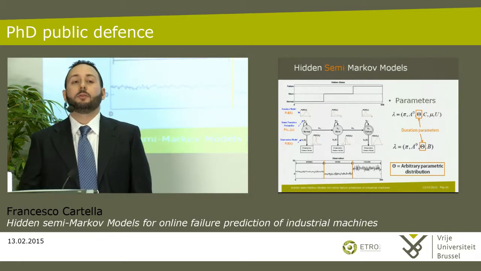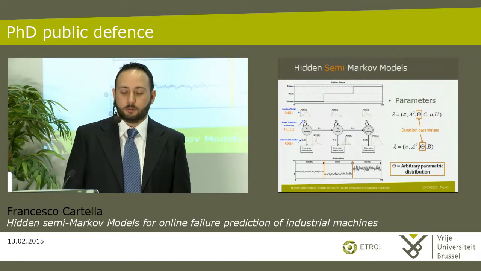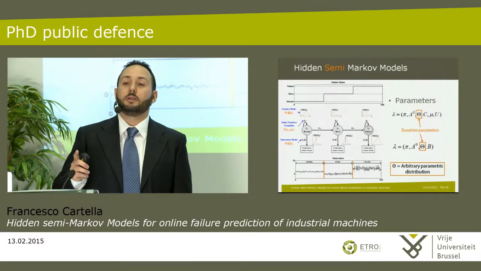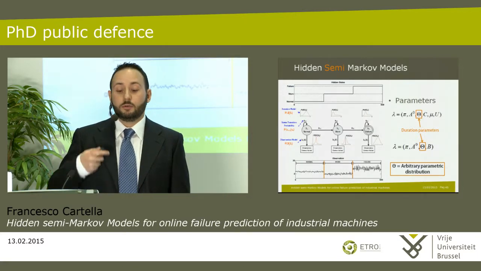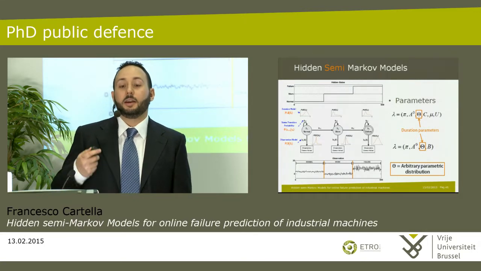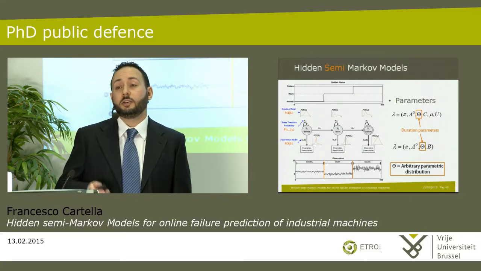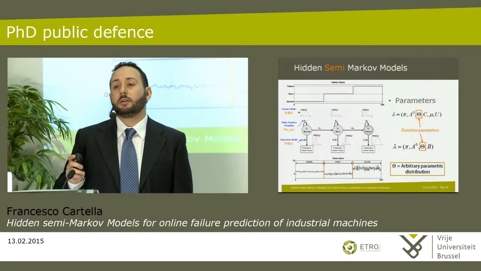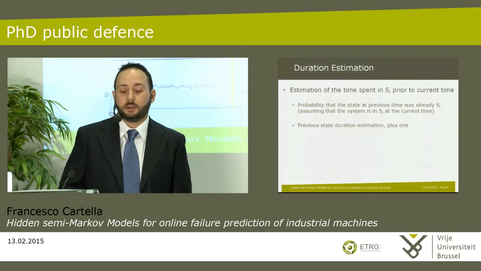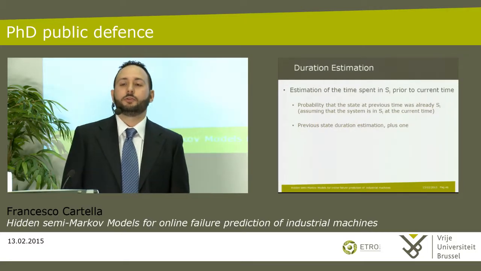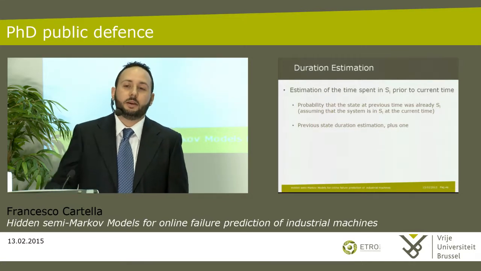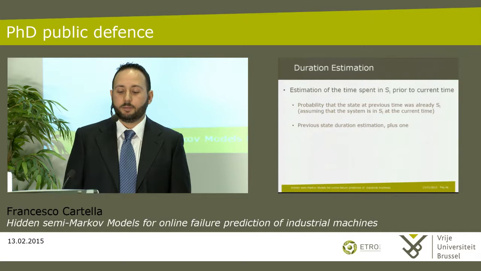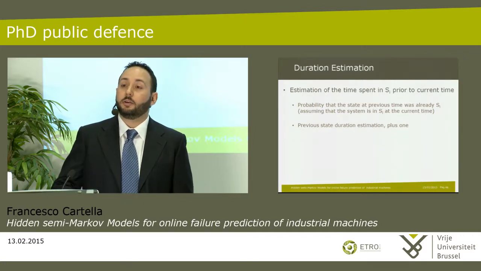So as I said before, the key aspect of hidden semi-Markov models is that they take into account how long the system has already been in a certain state to determine if a transition to a new state is more or less probable. So in order to have good modeling precision and good predictive performance, it is essential and crucial to correctly estimate how long the system has already been in a certain state. And for this purpose, in this work, we introduced a new and improved induction formula, which is able to estimate the time that the system has spent in a given state Si prior to the current time.